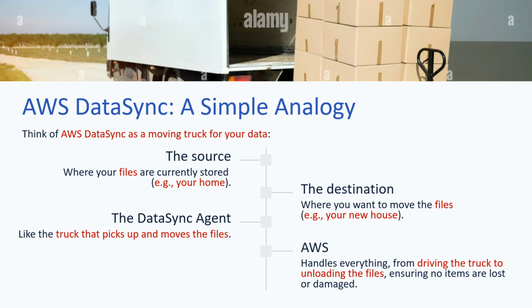Now we will see AWS DataSync with a simple analogy. We can think of AWS DataSync as a moving truck for your data. The source is where your files are currently stored, for example, your home. The destination is where you want to move the files, for example, your new house. The DataSync agent is like the truck that picks up and moves the files. AWS handles everything from driving the truck to unloading the files, ensuring no items are lost or damaged.